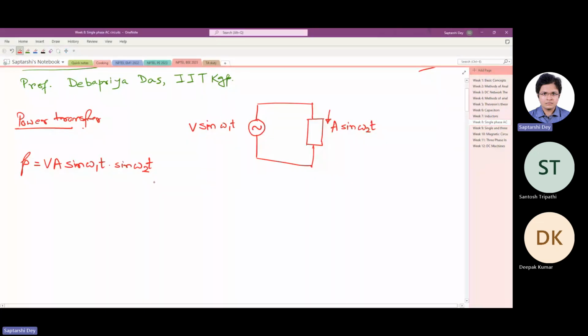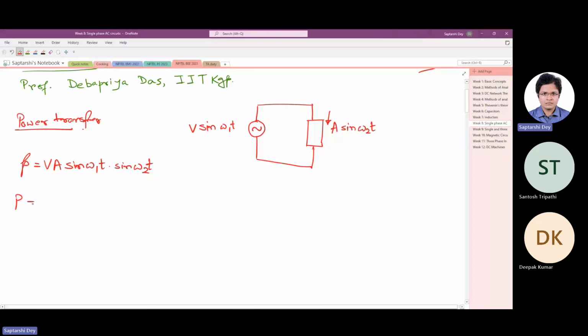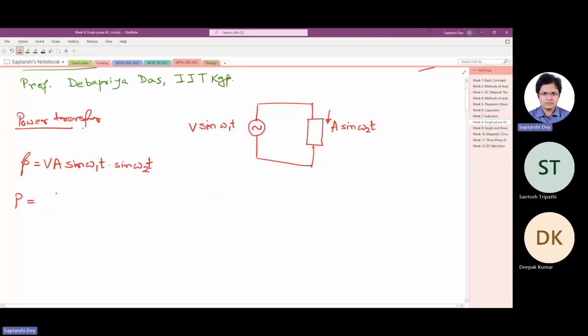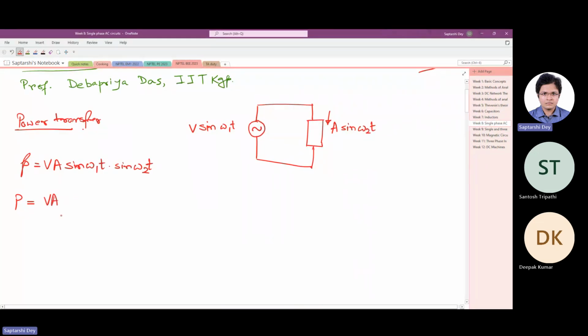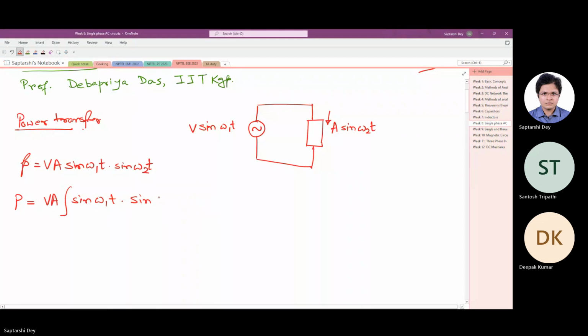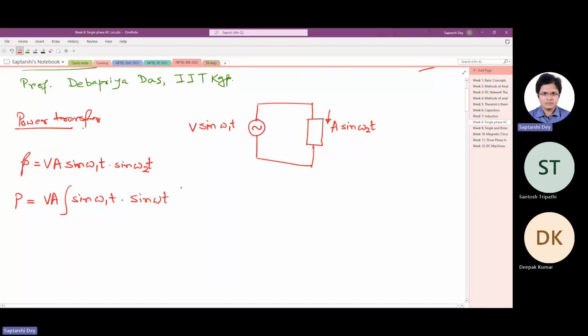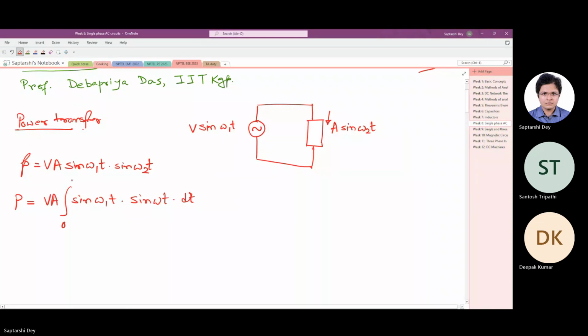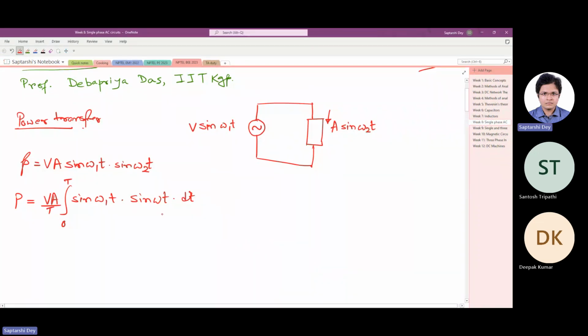Now we will try to find out the average power that is being delivered to this load by the source. So the average power will be the integral of V A sine omega 1 t times sine omega 2 t dt. This becomes energy, so to make it power, we divide by the time period. Let us say this is the average power that is being delivered to the load.